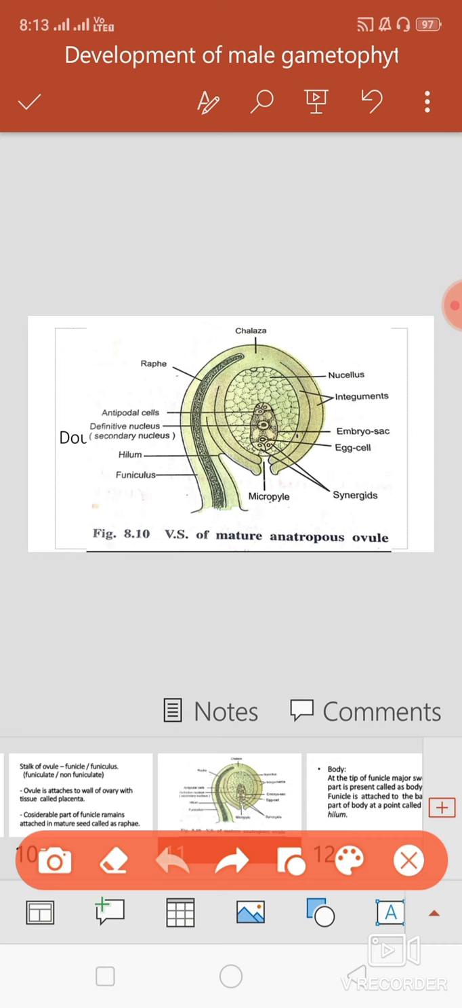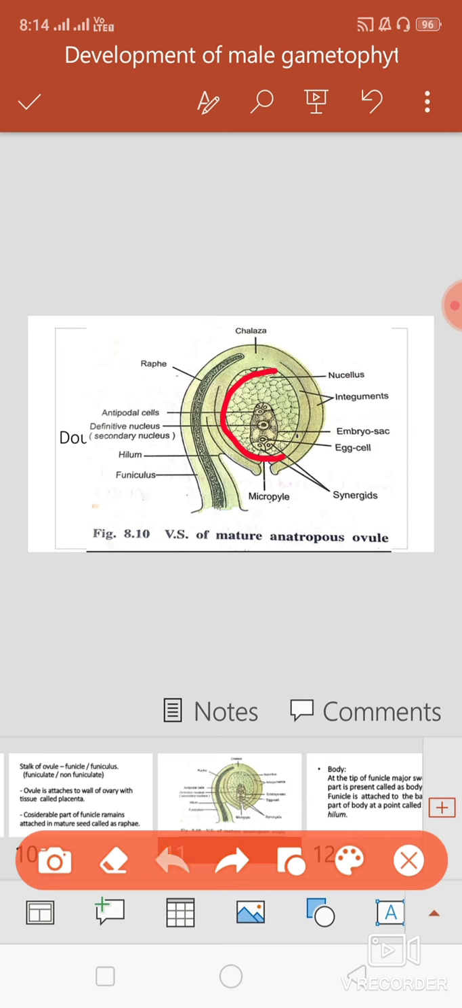Right? So see the next part, body. At the tip of this funicle, this swollen portion is present, which is called the body. Then this body shows the following parts. See, first nucellus, second chalaza, then third micropyle, integument and embryo sac. See one by one. First, nucellus.